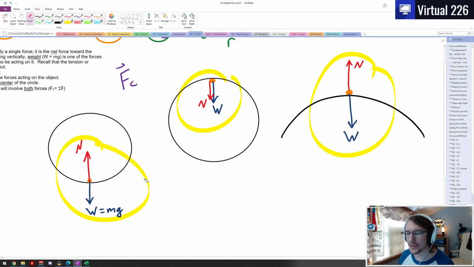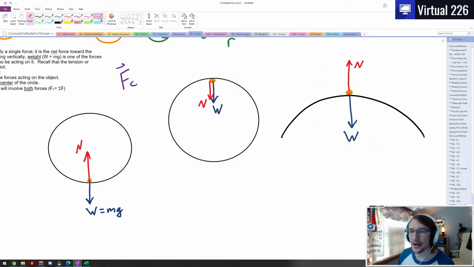Now, one of the weirder things is whenever we normally talk about forces, we think about a positive and negative direction. And we say, let's make the right positive and the left negative, or up positive and down negative.